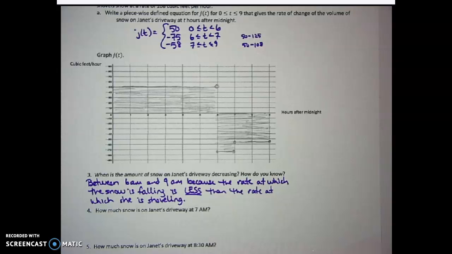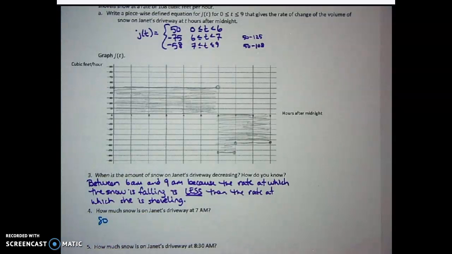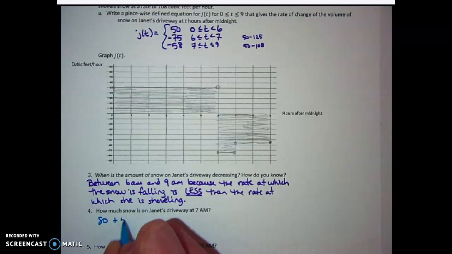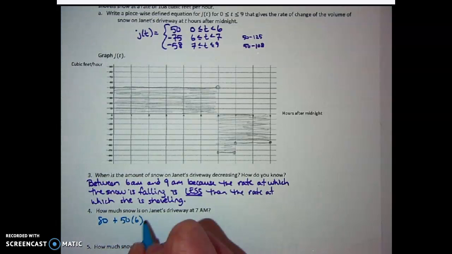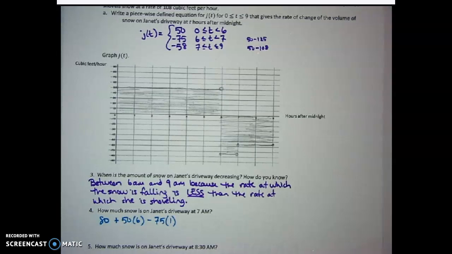How much snow is on the driveway at 7 a.m.? Well, again, we can't forget about the 80 cubic feet that we started with. Plus, we have 50 cubic feet for 6 hours. And then we're subtracting 75 cubic feet because she's shoveling for 1 hour.